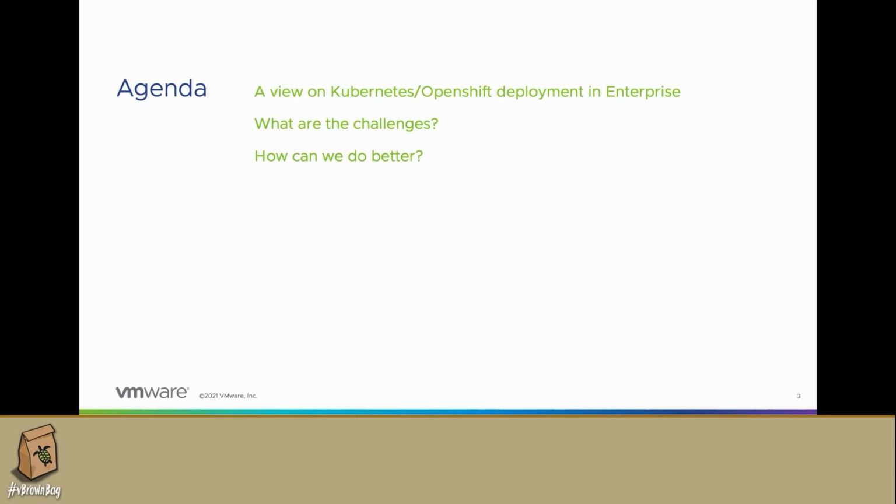So here are the three things that I'm going to talk about. I'm going to share a view from my observation on how enterprise customers run Kubernetes or OpenShift clusters, as well as the supporting infrastructure. What are the challenges to that customer, and how can we address the challenges? So let's look into it.